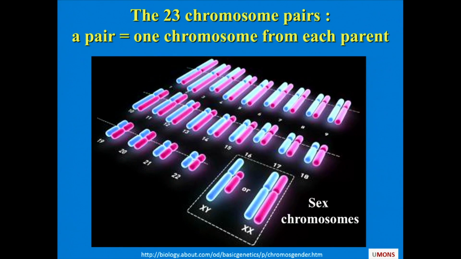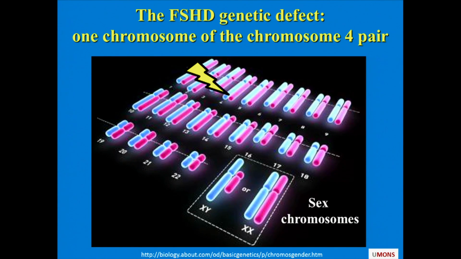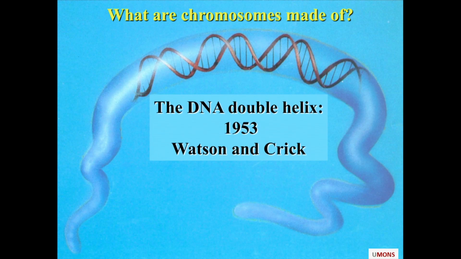But probably even more, chromosome number 4, the one where you have the little yellow flash pointing to, this is the chromosome 4 pair. And on one of those two chromosomes is the genetic defect of FSHD. So let's have a closer look at chromosomes. What are they made of? Their main constituent is DNA. And you all know very well the beautiful double helix structure of DNA that was discovered a long time ago by Watson and Crick, and for which they got the Nobel Prize.